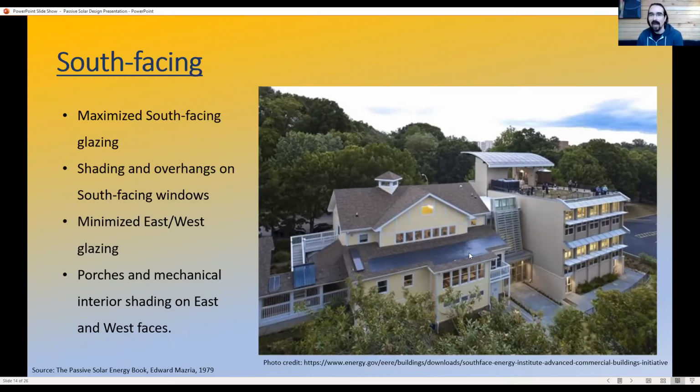You can see a couple other solar ideas happening here. These are active systems. This is an active solar shingle. And then we've got some passive solar hot water I'll talk about also.